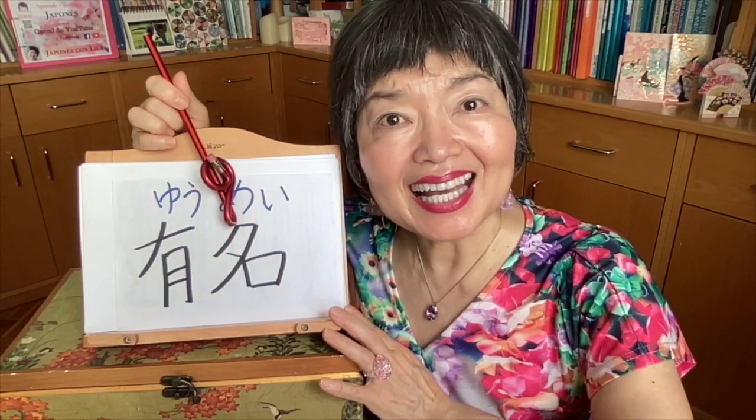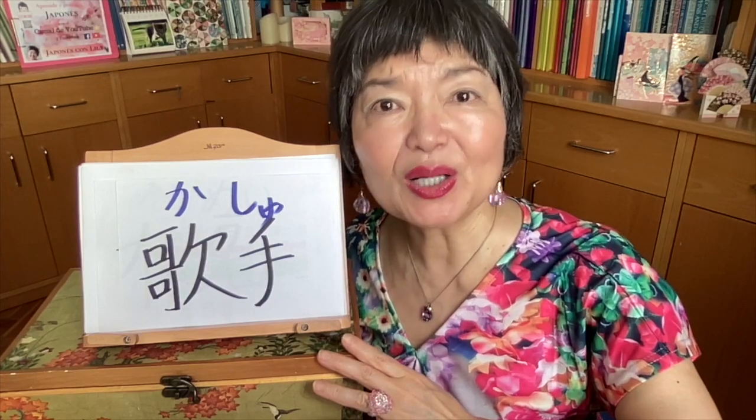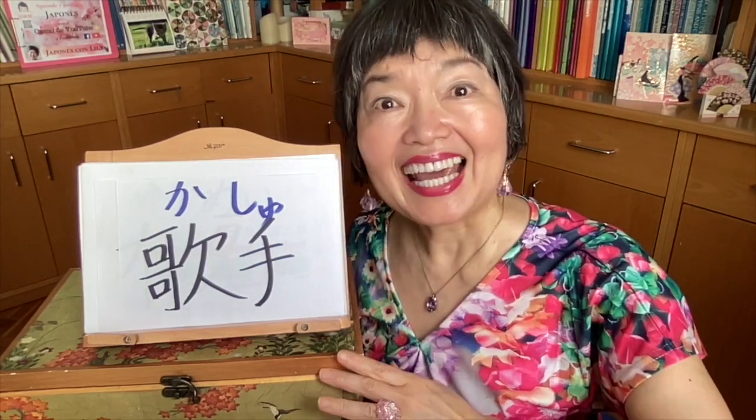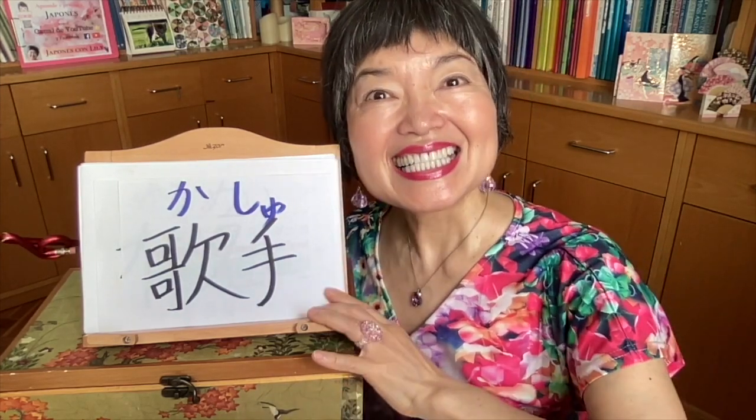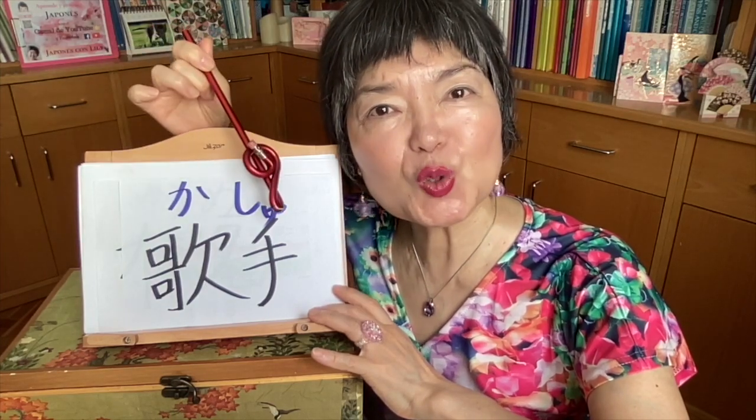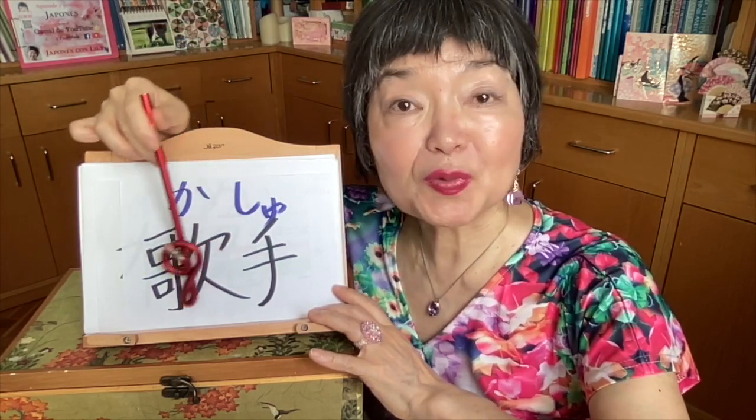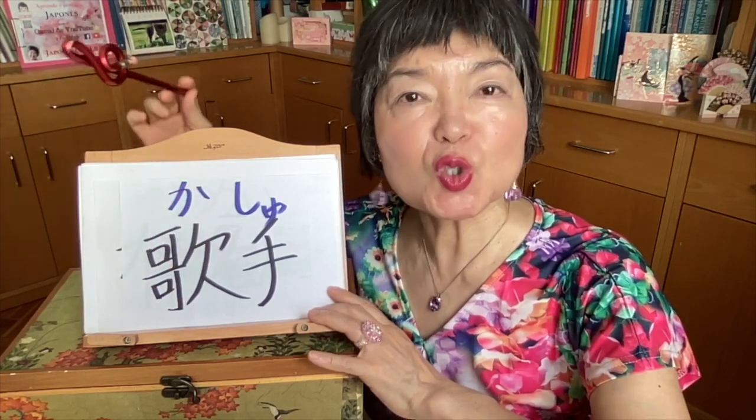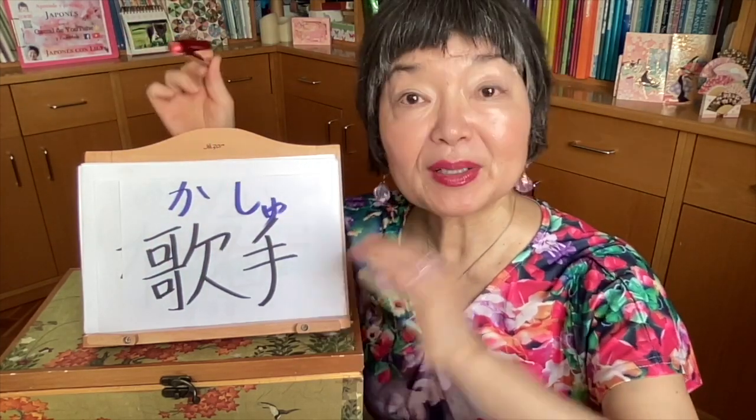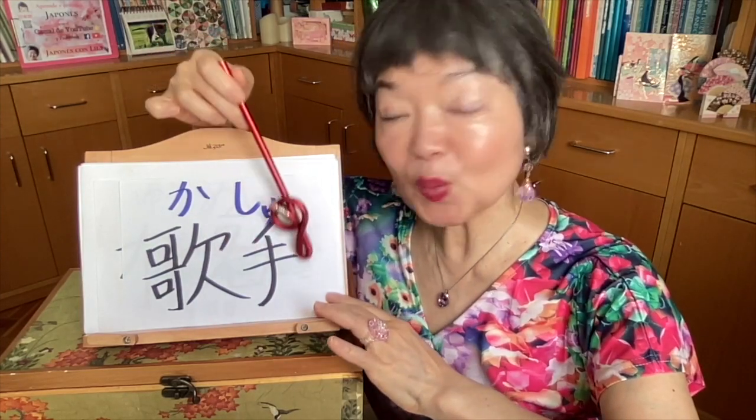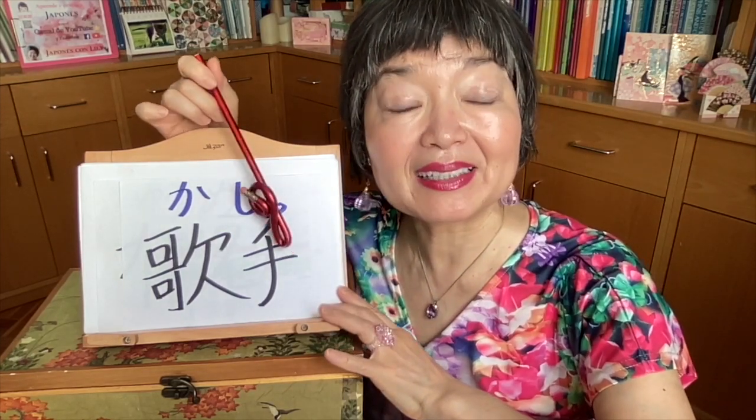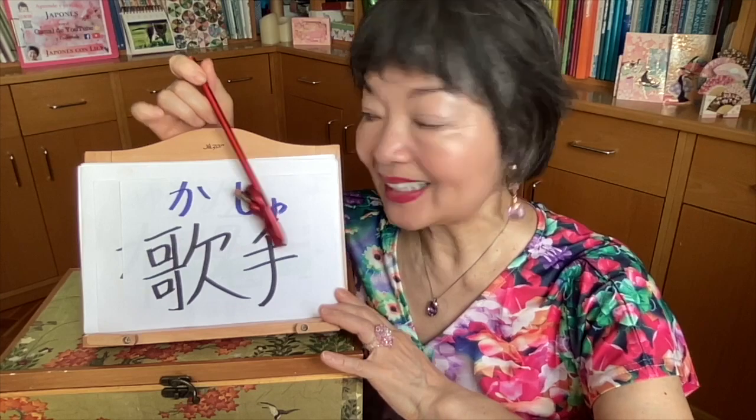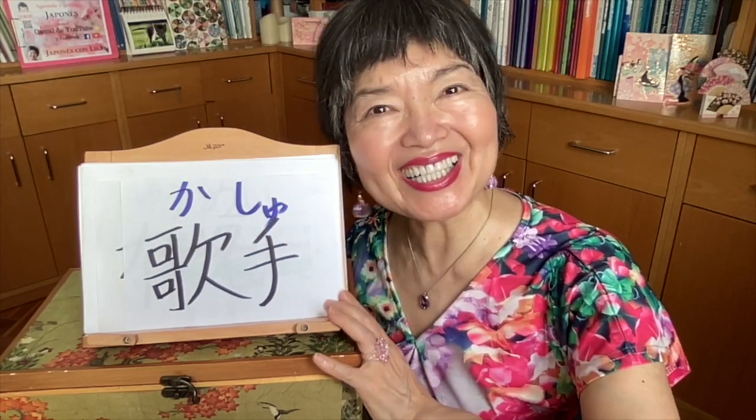有名じゃなかった or 有名ではなかった。I don't think this singer was famous 5 years ago. I think this singer wasn't famous 5 years ago. Singer, we say 歌手。This 歌 comes from 歌, which means song, songs. And 手 means hand. In many occasions when we use this kanji 手, it can also mean a person. So 歌手 is singer.